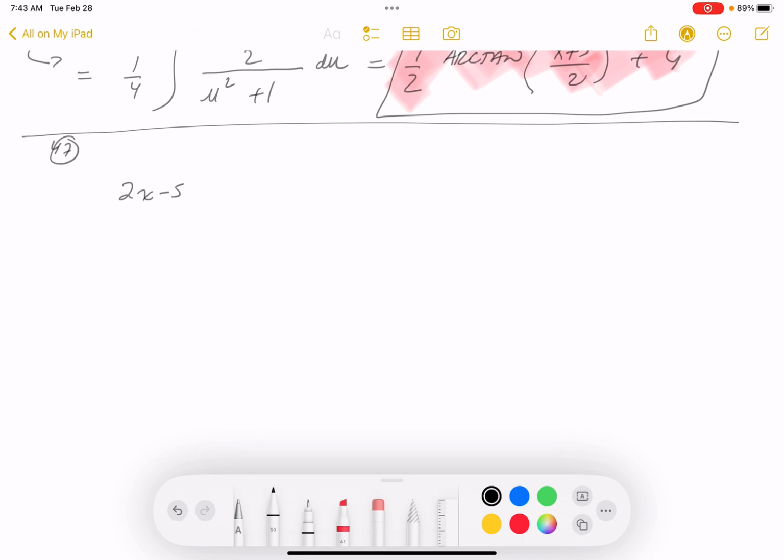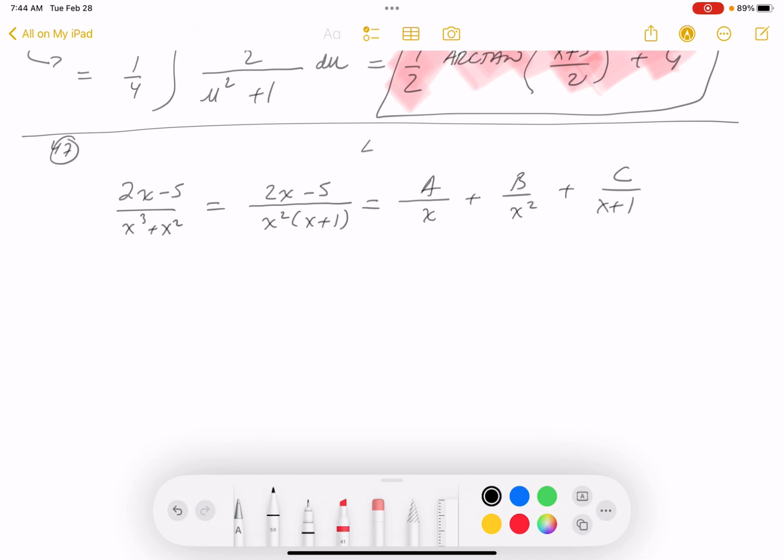And it's 2x minus 5 over x cubed plus x squared. And what I'm going to do there is factor the bottom. And it's 2x minus 5 over x squared times x plus 1. Well, this is kind of interesting to do because I realize it's repeated factors of x. So I'm going to say A over x plus B over x squared, and then C over x plus 1.